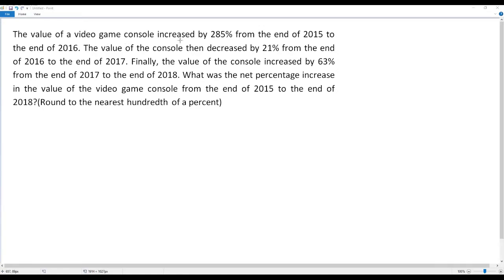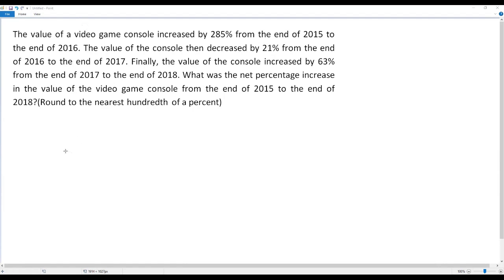The value of a video game console increased by 285% from the end of 2015 to the end of 2016. The value of the console then decreased by 21% from the end of 2016 to the end of 2017. Finally, the value of the console increased by 63% from the end of 2017 to the end of 2018. What was the net percentage increase in the value of the video game console from the end of 2015 to the end of 2018? Round to the nearest hundredth of a percent.